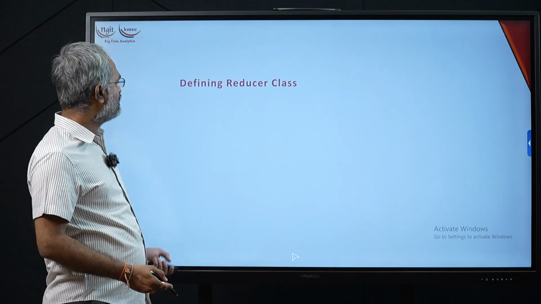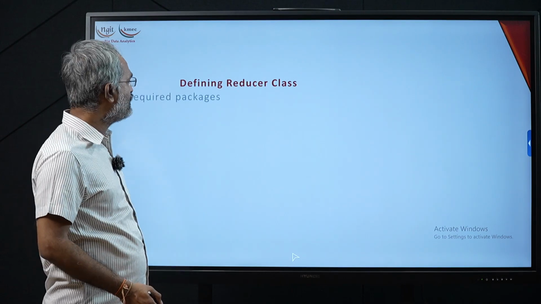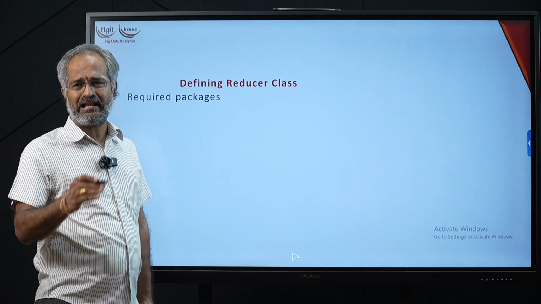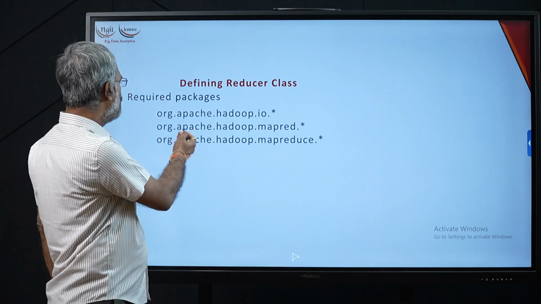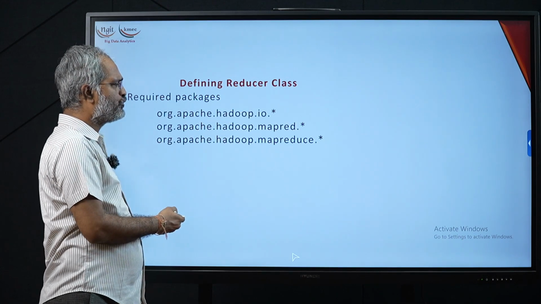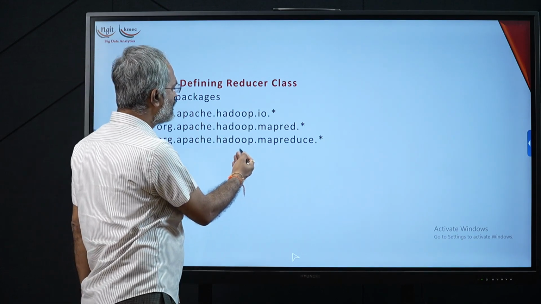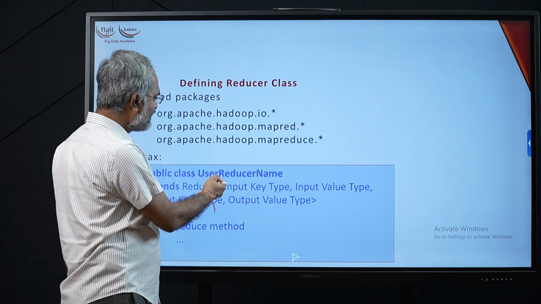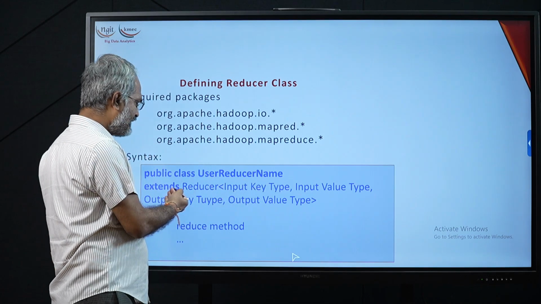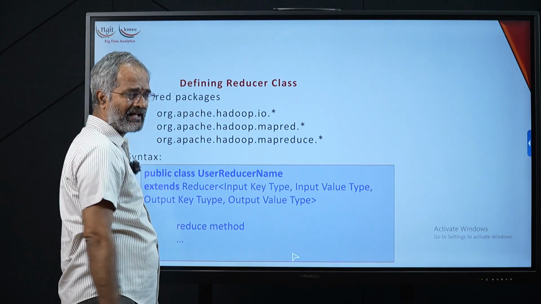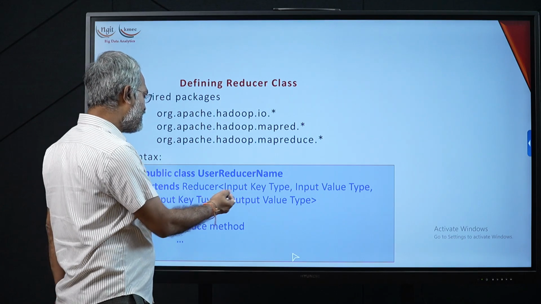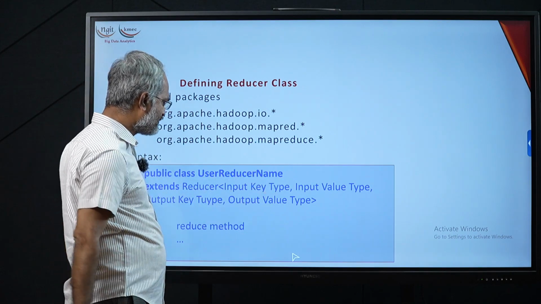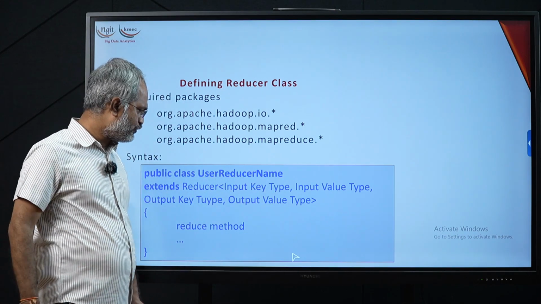Next, defining the reducer class. The reducer class definition is similar to the mapper class, and the syntax is similar. See here, org.apache.hadoop.io and org.apache.hadoop.mapreduce. And then how can we define that? Public class user reducer name extends Reducer of, this is also a generic class, so we have to mention the input key type, input value type, output key type and output value type, and then you have to mention the reduce method.